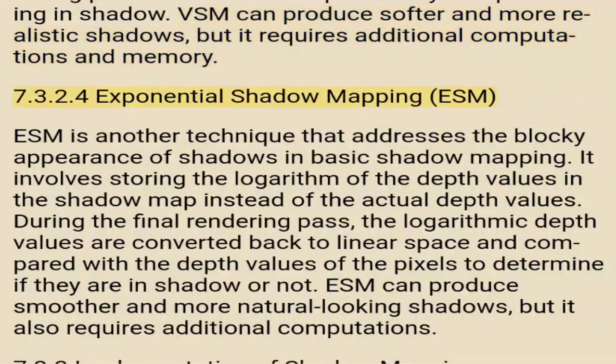7.3.2.4 Exponential Shadow Mapping (ESM). ESM is another technique that addresses the blocky appearance of shadows in basic shadow mapping. It involves storing the logarithm of the depth values in the shadow map instead of the actual depth values. During the final rendering pass, the logarithmic depth values are converted back to linear space and compared with the depth values of the pixels to determine if they are in shadow or not. ESM can produce smoother and more natural-looking shadows, but it also requires additional computations.